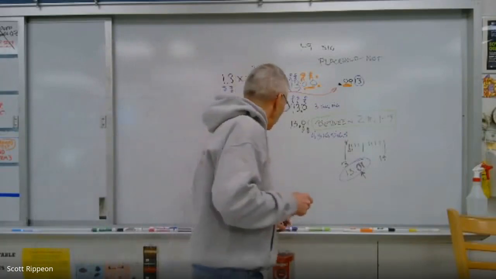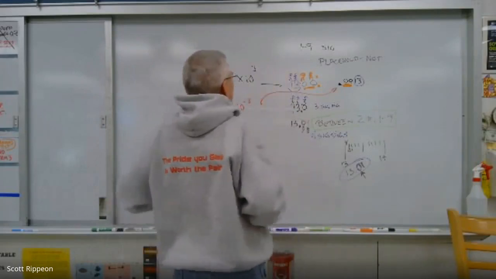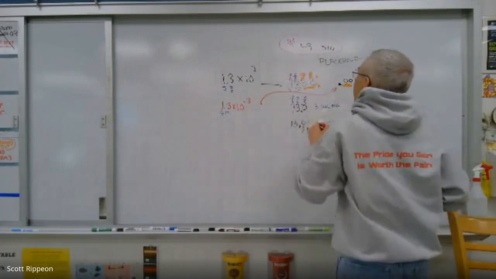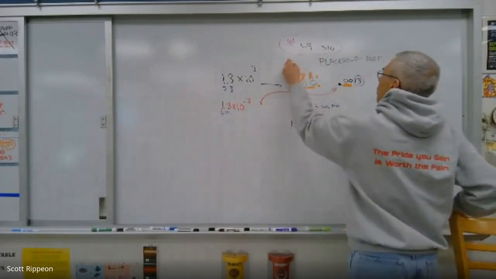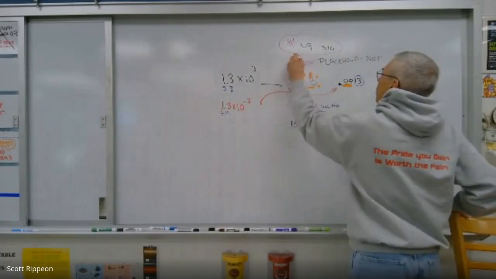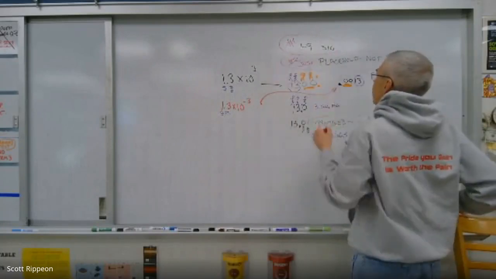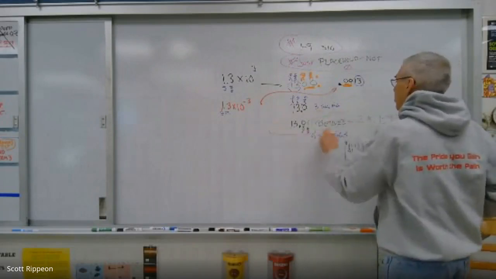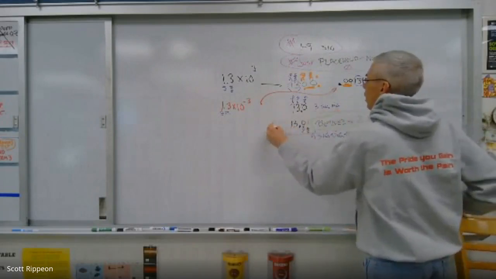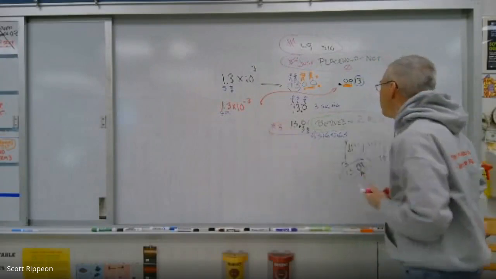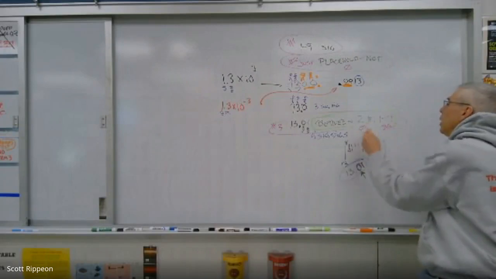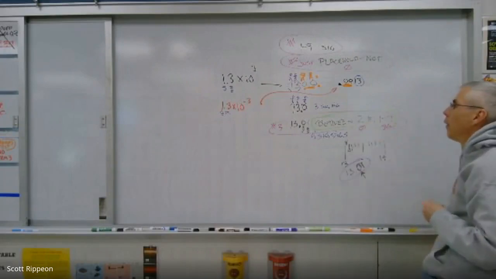So rule number 1, what is a new color? Pink. Number 1, 1 through 9 are significant. Number 2, if it's just a placeholder, not significant if it's a 0. Rule number 3, if it's between two numbers 1 through 9, it's significant, even if it's a 0. Okay.